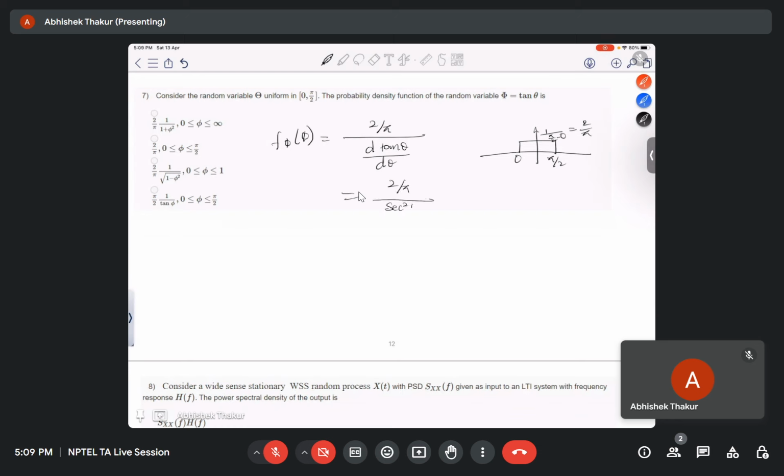That is equal to sec squared θ, which is 1 plus tan squared θ. So tan squared θ is Φ squared. So the probability density function is (2/π) times 1/(1+Φ²) for the value of Φ from 0 to infinity.